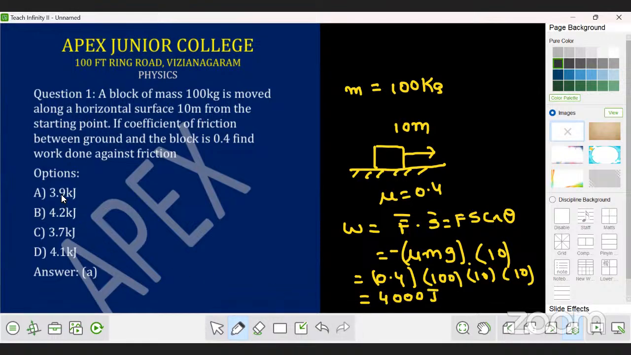But you see here, all the options are here, but exactly 4,000 is not there. That is because we approximately considered the g value as 10. But what is the real value of g? 9.8 only. If we substitute 9.8 here, this value will be just less than 4,000, which is equal to 3,900 joules, that is 3.9 kilojoules. So this is the answer for the first question.